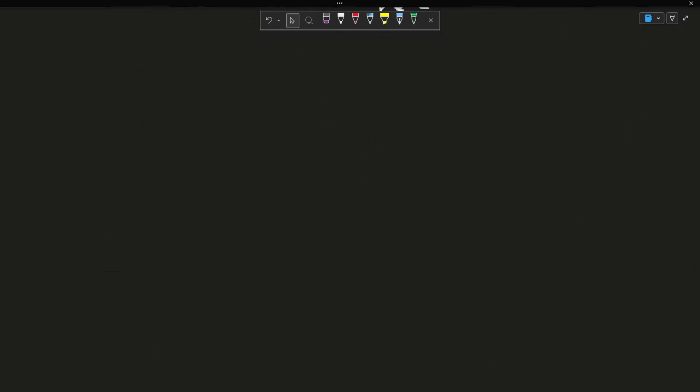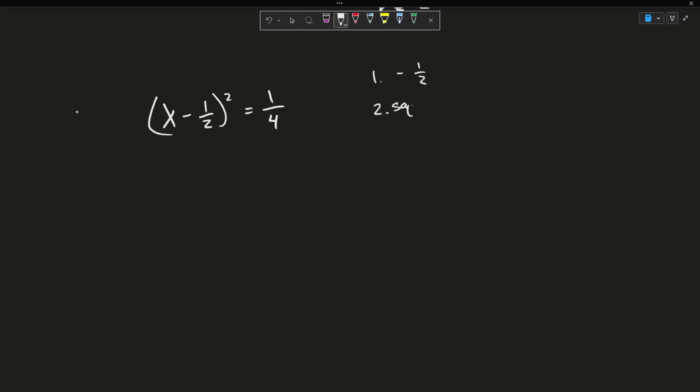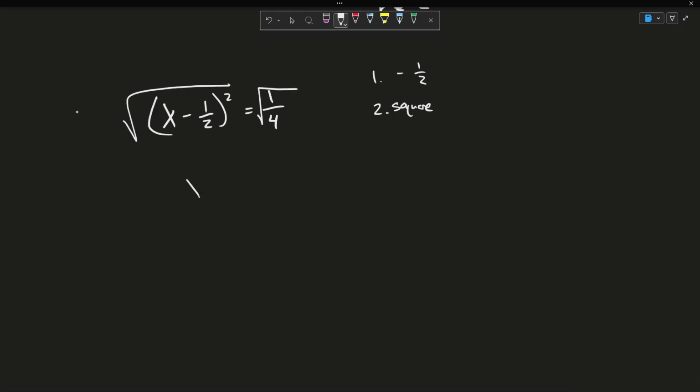Let's do one more. And let's go over some rules that will help with this. Actually, let's do 2 more. So x minus 1/2 squared equals 1 over 4. I see that my order is I subtract 1/2, then I square. So I square first, then I get rid of 1/2. Square root, x minus 1/2 equals plus or minus.